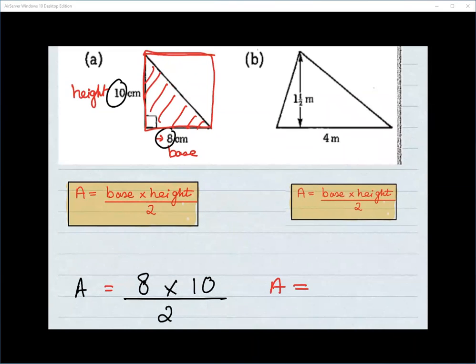You do 1 over 2. So what's the base? 4 meters. And what's the height? 1 over 2 meters. Okay, so the base is going to be 4. The height's going to be 1.5. And then we've divided by 2. Is that right?